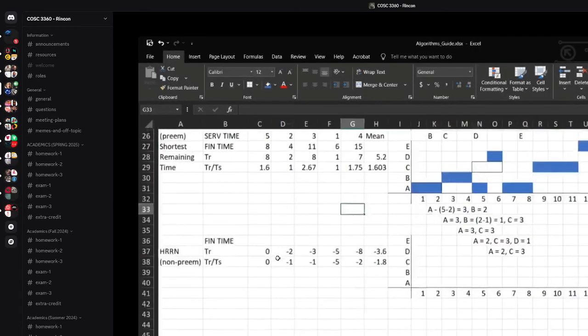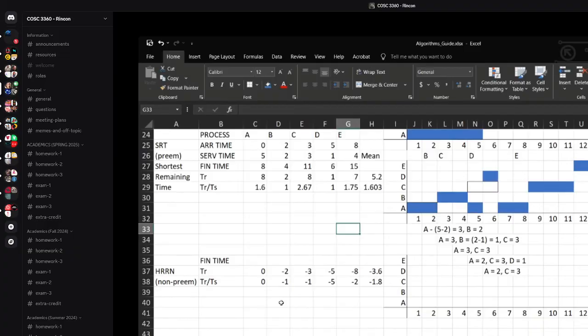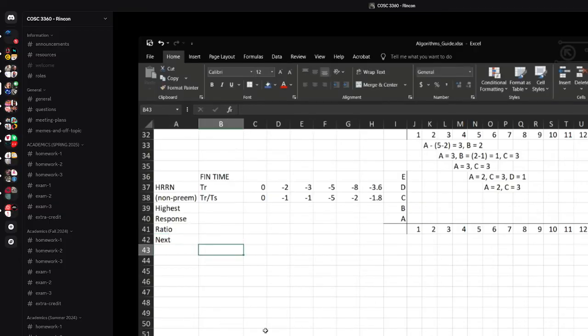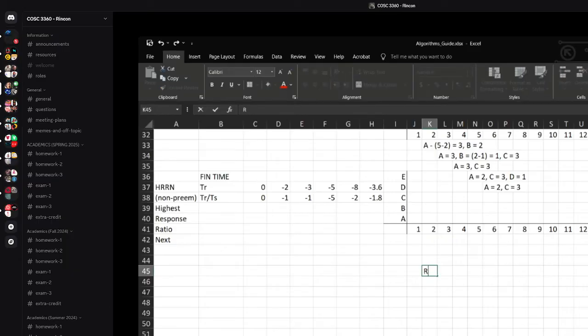Okay, if there are no questions, I will move on to my least favorite one out of them all: math, called highest response ratio next. One of these formulas that you will need to know is how to calculate the ratio.